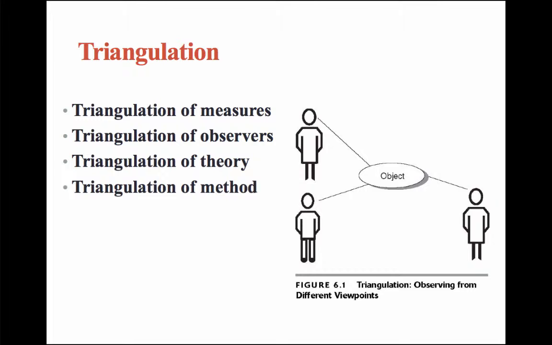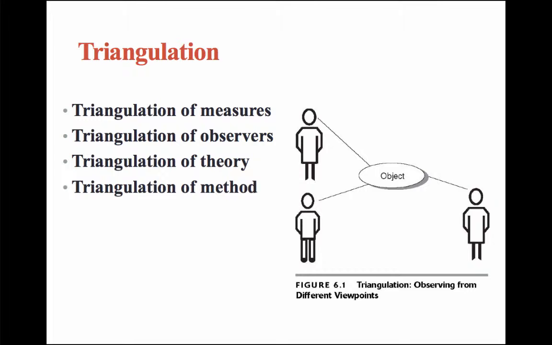Triangulation basically involves looking at something from multiple points of view, multiple perspectives, multiple methods as a way to improve your accuracy. So if we're looking at the triangulation of measures, essentially what I'm saying is that I have a quantitative method and I've got multiple variables that are trying to capture something like poverty.